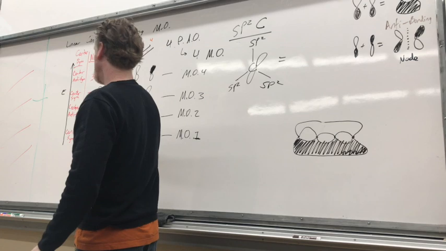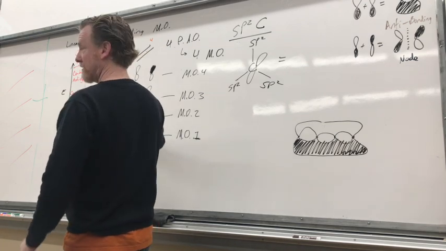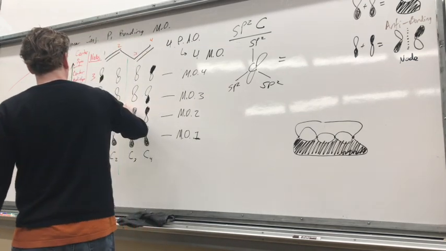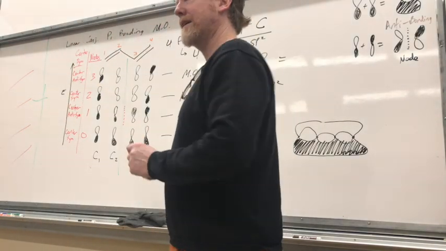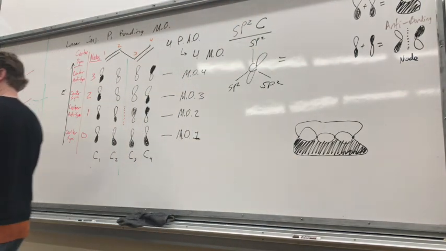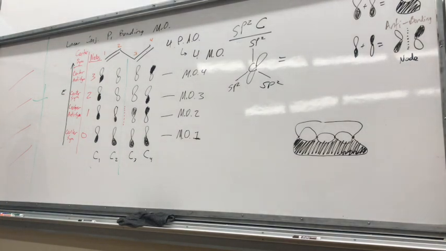Okay, now are my nodes correct? Do I have a node here? No. Do I have a node here? Put that as a dotted line. Do I have a node here? No. So that's it. That's the answer. It's got the one node, center anti-symmetric.